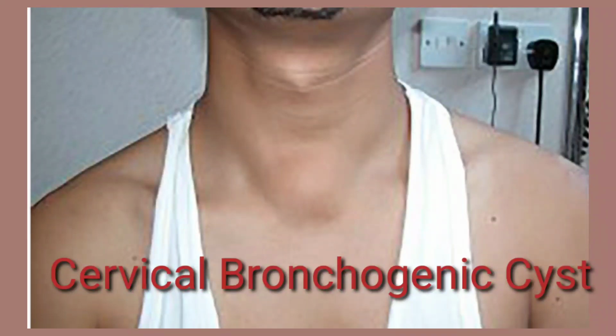So the cervical bronchogenic cyst is a congenital anomaly. So in this video, I have included the thyroglossal duct cyst, the cystic hygroma, the branchial cleft cyst, the branchial cleft fistula, the parathyroid cyst, and the cervical bronchogenic cyst. Hope this was worth watching and you will be able to recognize them easily.